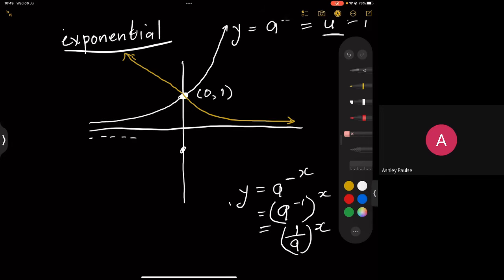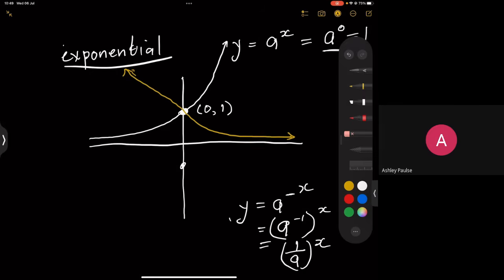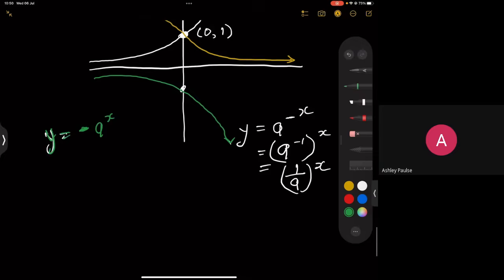Whereas if I change the sign, let me write that down in a different color. If I have y is equal to minus a to the power x, then because of that minus sign, that graph now would be a graph that goes more or less in that direction. Okay, so please just make sure you note those changes.